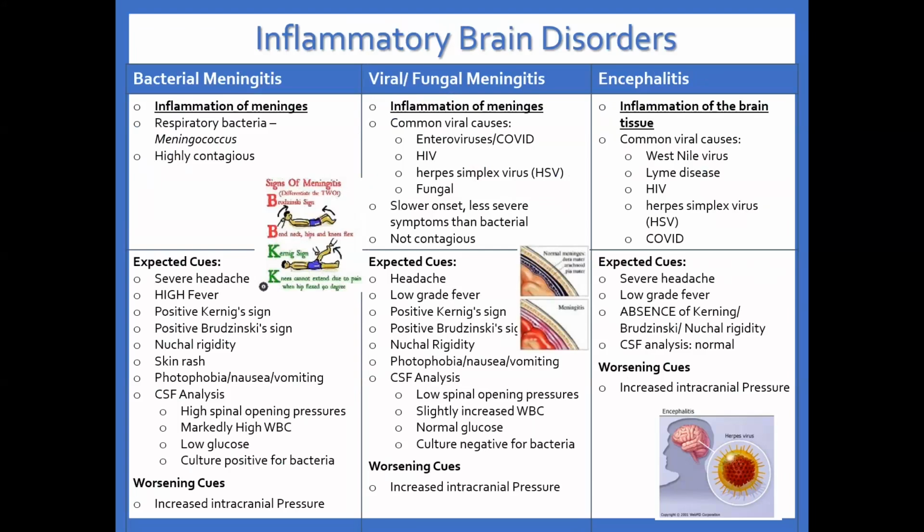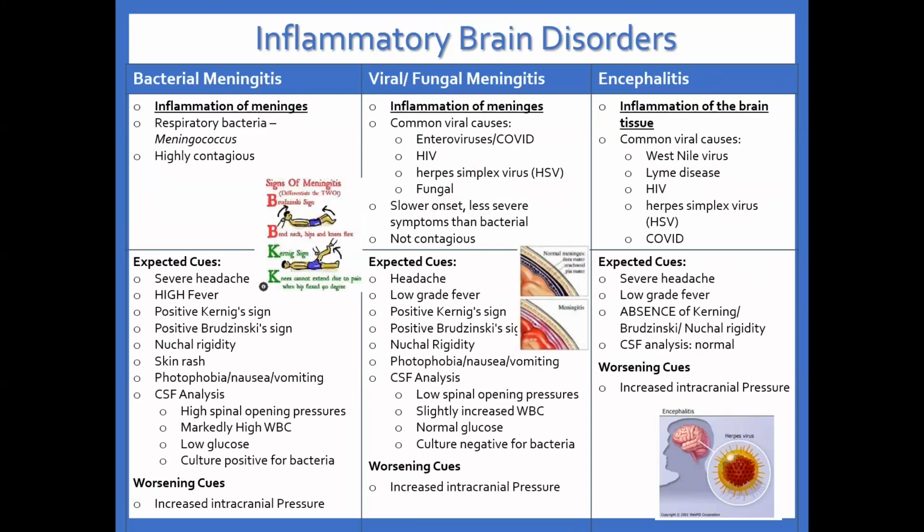Bacterial meningitis, what's the primary thing we do with bacterial meningitis? We do CSF, but what do we want to do about bacterial meningitis? What's the third point on bacterial meningitis? Third point is highly contagious. Bacterial meningitis is from the respiratory bacteria meningococcus. That is a respiratory infection that becomes a brain infection.